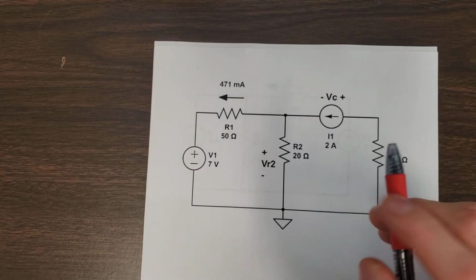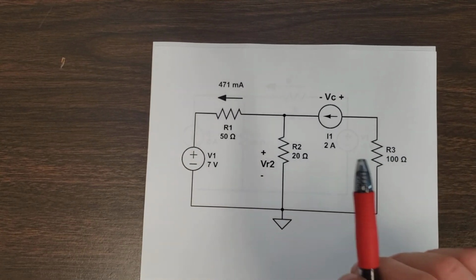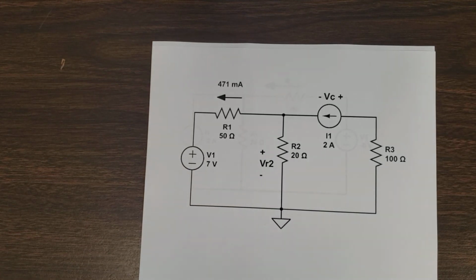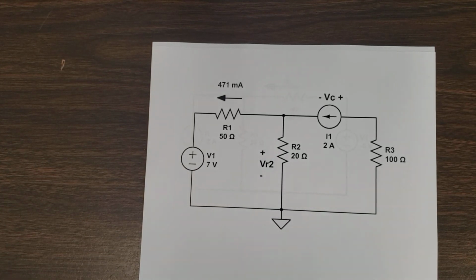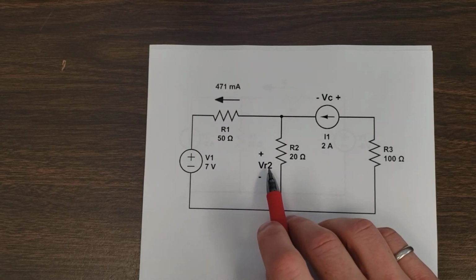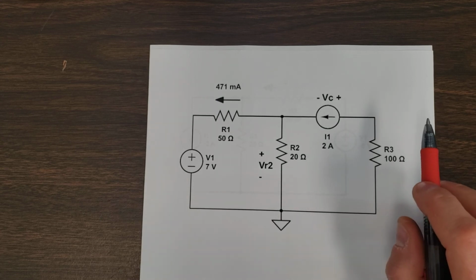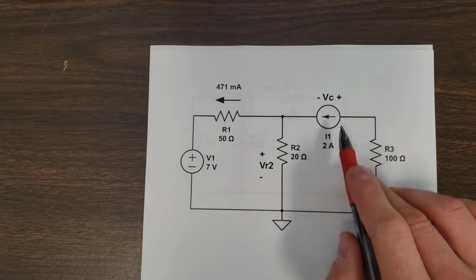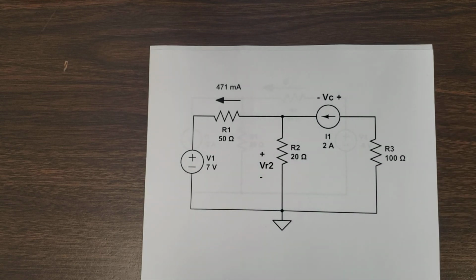Okay, we're reviewing Kirchhoff's voltage law, and we want to solve this particular circuit. And we have two questions. One, we want to find the voltage across the 20 ohm resistor, called VR2. And then finally, we're going to be asked to solve for VC, which is the voltage across the current source.